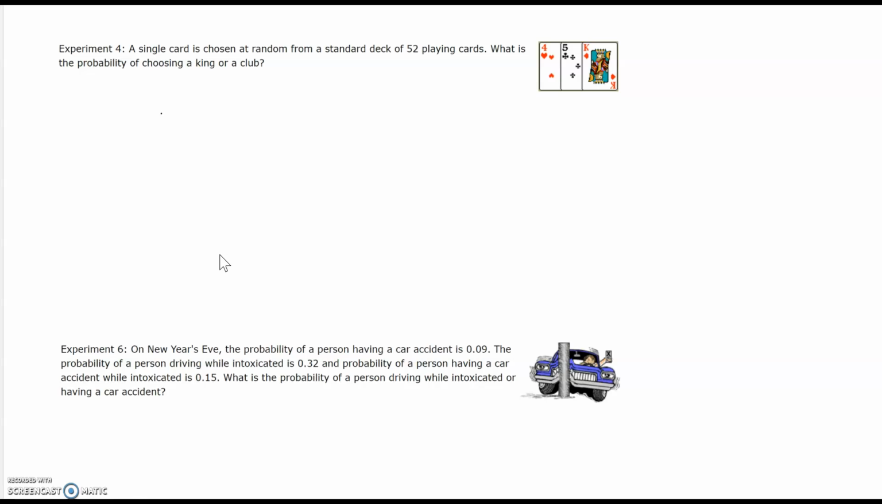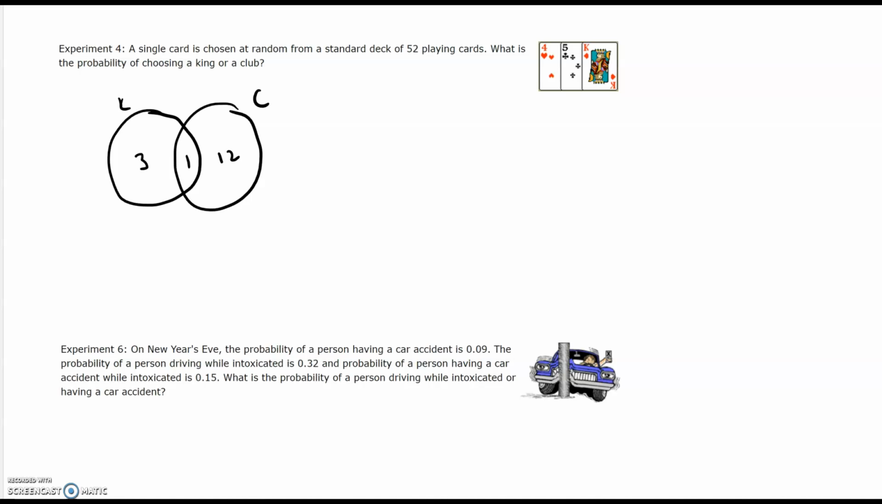In this case, we've got king and we have club. And we know that there's one card which is both a king and a club. We know there are 3 other kings in the deck, and we know there are also 12 other clubs in the deck. If you're not really familiar with your playing cards, that's not a big deal, but it's important because it does come up a lot in exam questions, so try and have some kind of understanding.